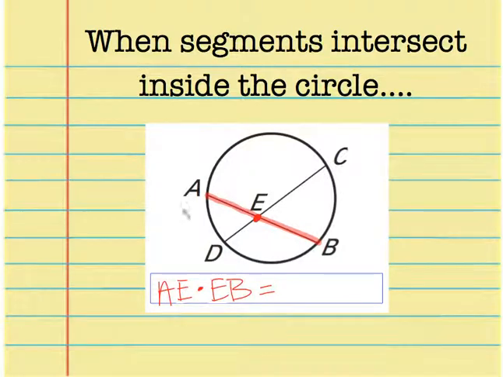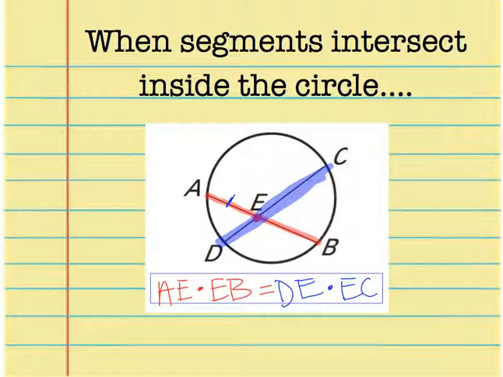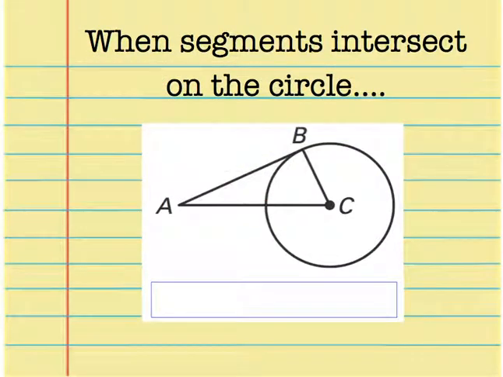Let's change colors. It should equal this segment's parts multiplied together. So DE times EC. So it's this part times this part equals this part times this part. And I'm just marking them. Those aren't congruent marks. But that's what the part times part means.